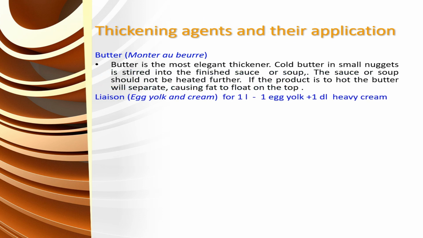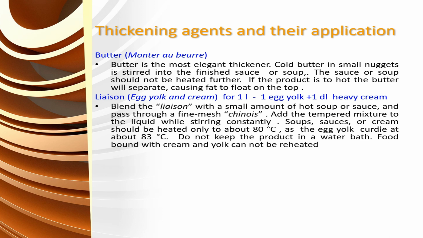Liaison, egg yolk and cream: for 1 liter, 1 egg yolk plus 1 dl heavy cream. Blend the liaison with a small amount of hot soup or sauce and pass through a fine mesh chinois. Add the tempered mixture to the liquid while stirring constantly.